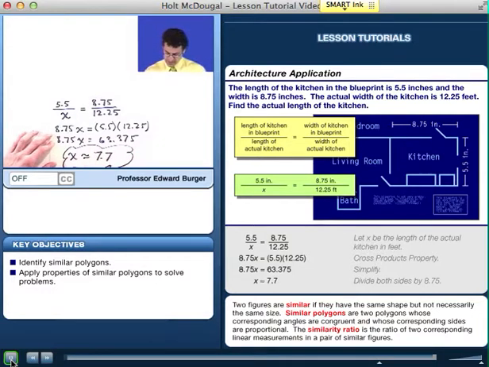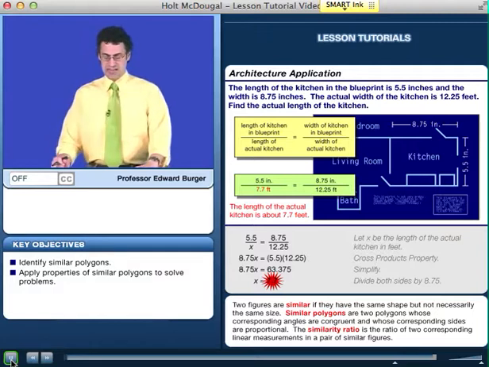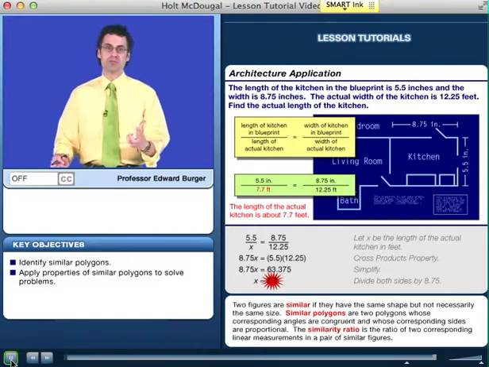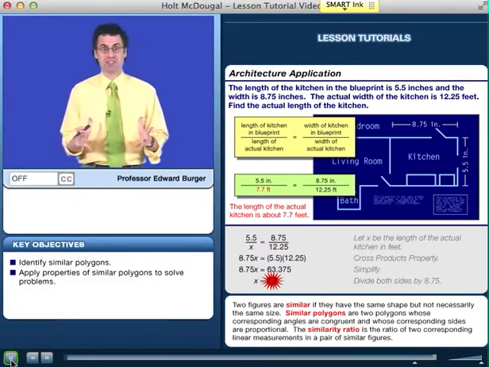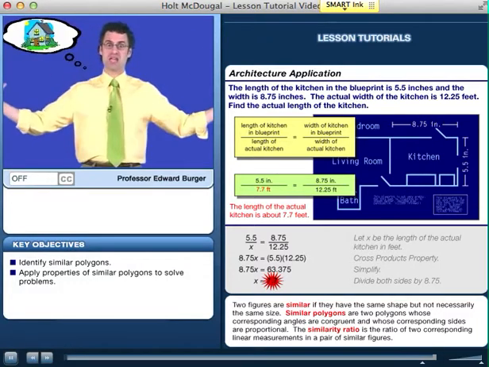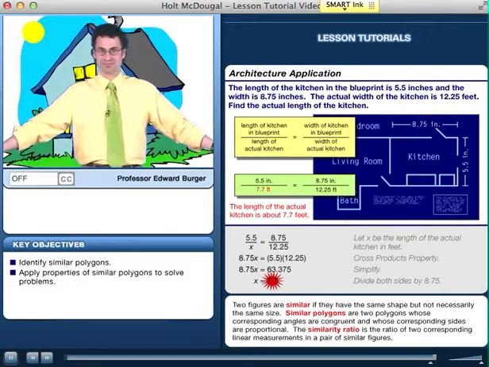And so the answer is, what is the length of the actual kitchen? It's 7.7 feet. Anyway, there you can see that, in fact, the notion of a ratio and a proportion in a geometrical context is extremely important when we're looking at similar figures, especially when we're trying to actually construct something for real. We've got it small in our minds. We want it big in real life. The ratio and proportion, we'll figure it out. I'll see you soon.